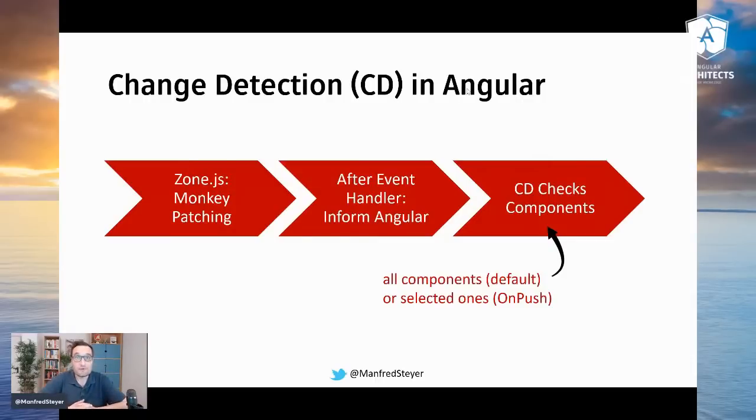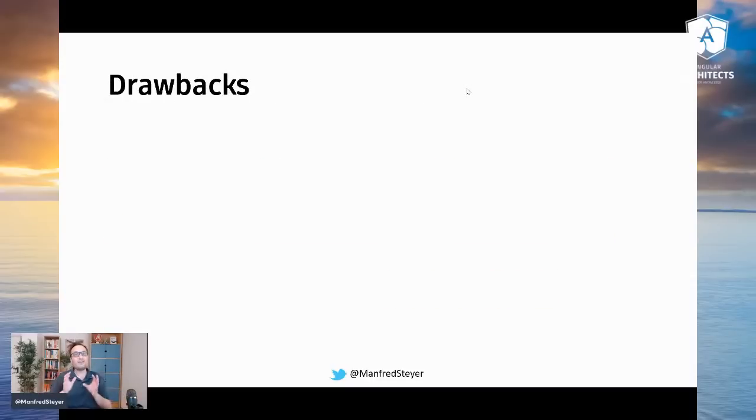However, if we switch on the OnPush mode, which is the more performant change detection mode for Angular, Angular tries to select some components that might have been changed. It is capable of ruling out components that cannot have been changed. This kind of change detection brings some drawbacks.